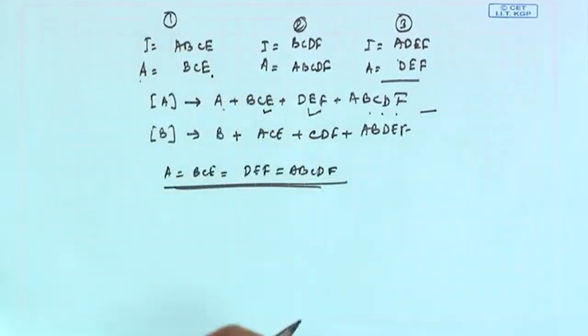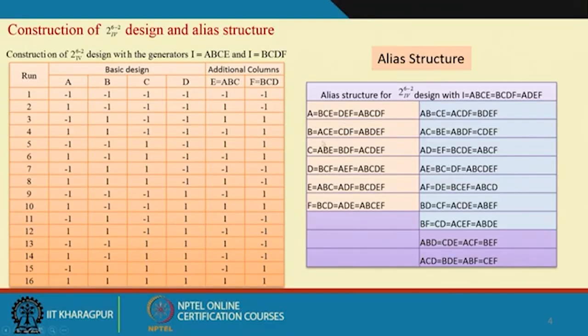The alias structure for this particular design with the principal fraction is given in this table. First we have given the alias structure for all the main effects A, B, C, D, E, F, then the second order interaction effects, and then the third order interactions. This color is for the main effects, this for the second order, and this for the third order interaction effects. All the main effects are not aliased with any second order interaction effects, but they are aliased with third or higher order interaction effects.